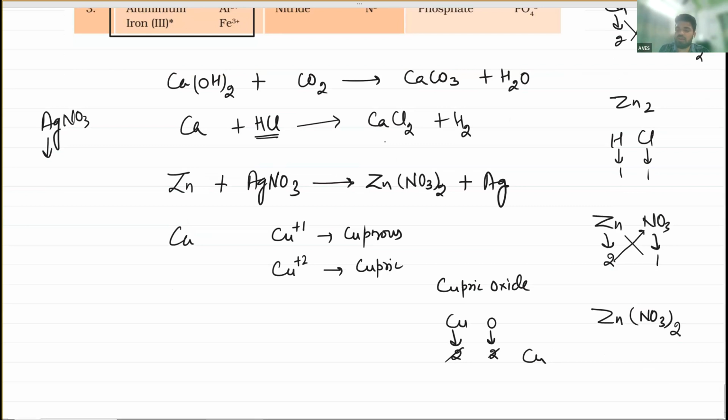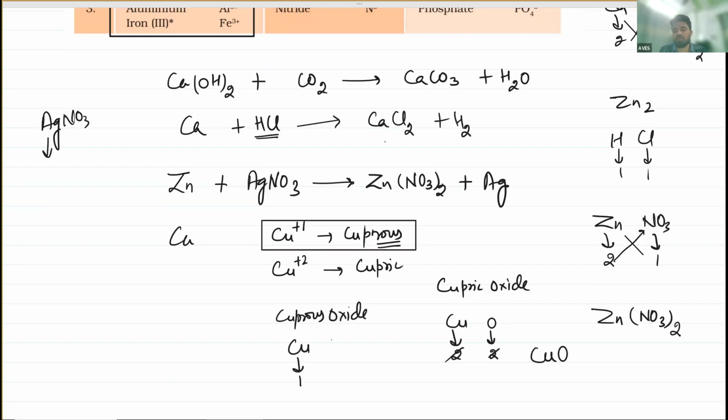And when I ask you for cuprous oxide, cuprous means it has valency 1. Its formula will be copper 1 and oxygen 2, so it will cross multiply here. We will get Cu2O. One we are not going to write here. So it will be Cu2O.